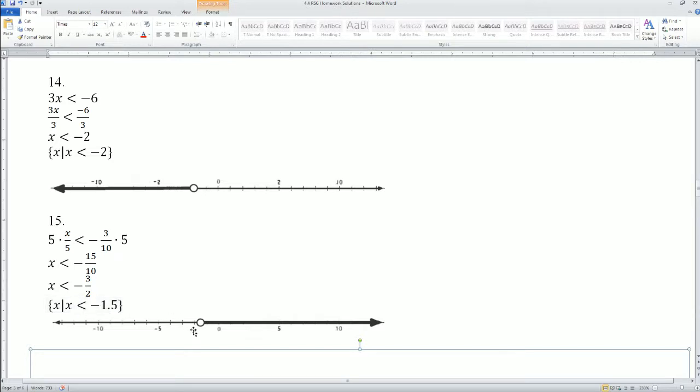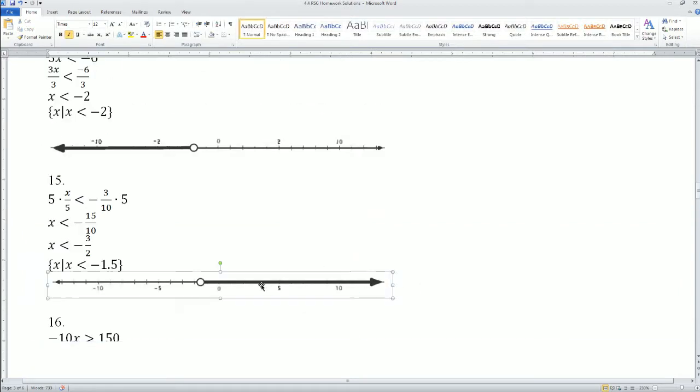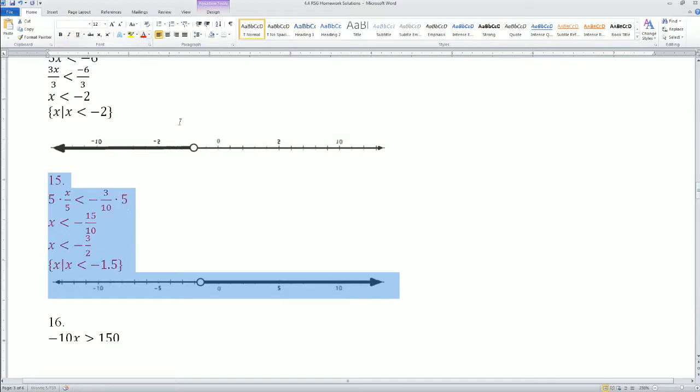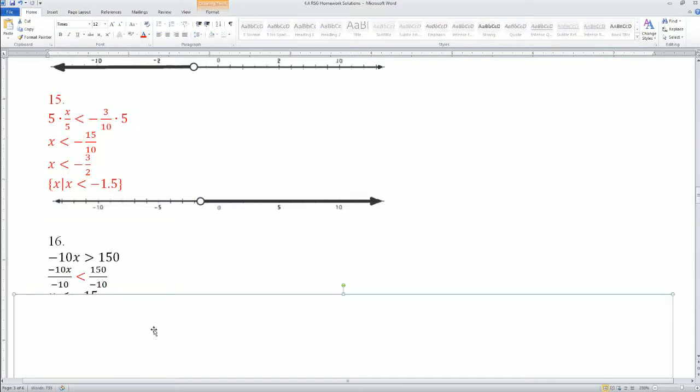Why is this one going to the right? Hold on, let's see if we did something wrong here. We multiplied there. We do not flip the inequality. Okay, there's something wrong with this question. There is an issue with this one. This might be the wrong solution, okay? Let me come back to that one, okay?